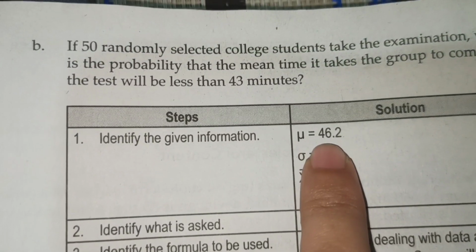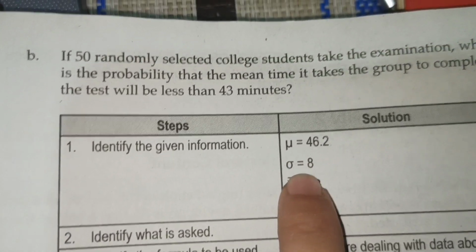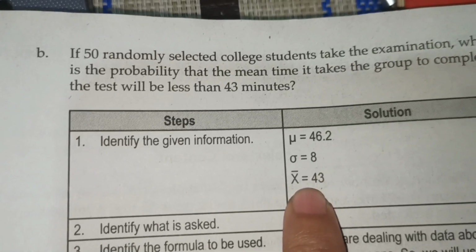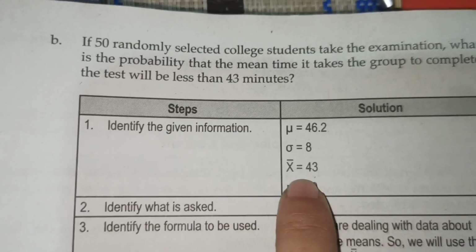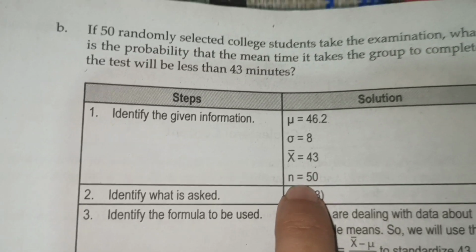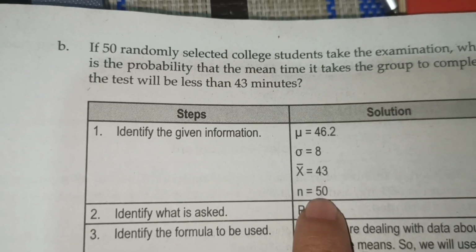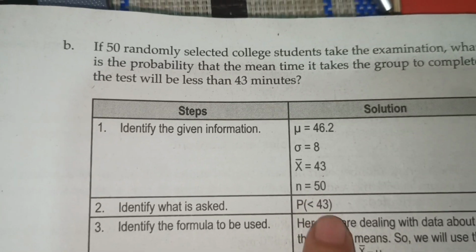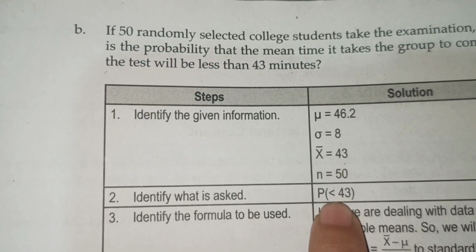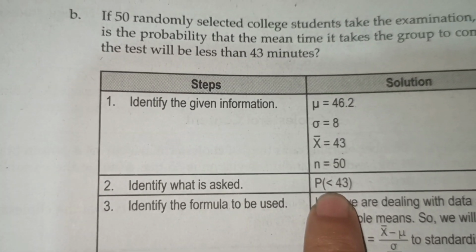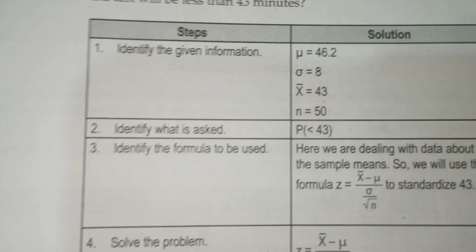Now, ito na yung mga example. Katulad kanina, yung mean pa rin natin ay 46.2. Next, yung standard deviation ay 8. Ngayon, meron na tayong mean time. The probability that the mean time is 43 and number of selected students will be 50. So, meron na tayong sample mean. Now, identify what is asked. We're going to get the probability which is less than 43, yung mean natin.